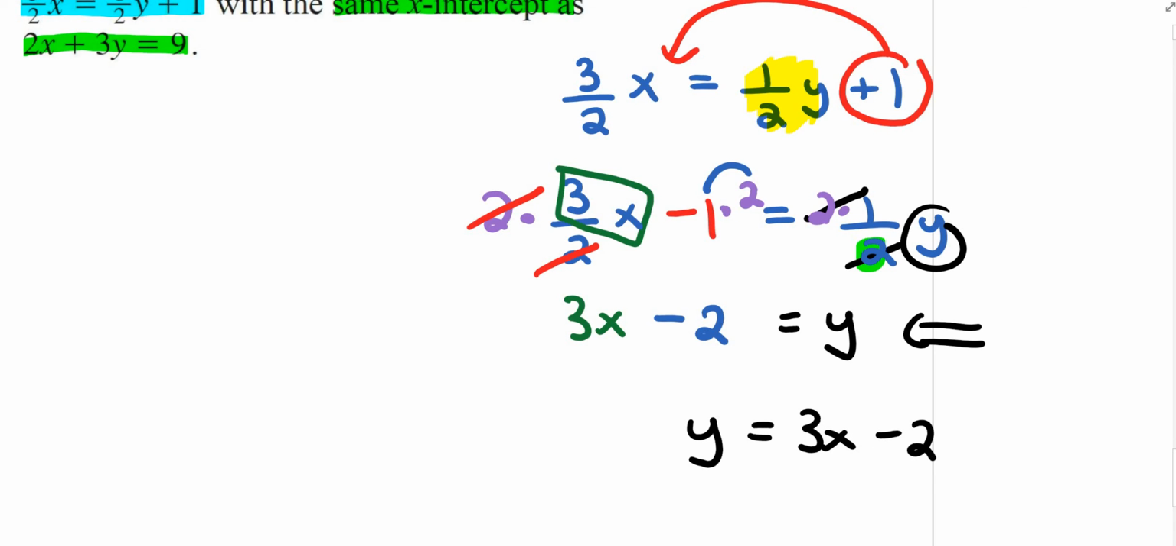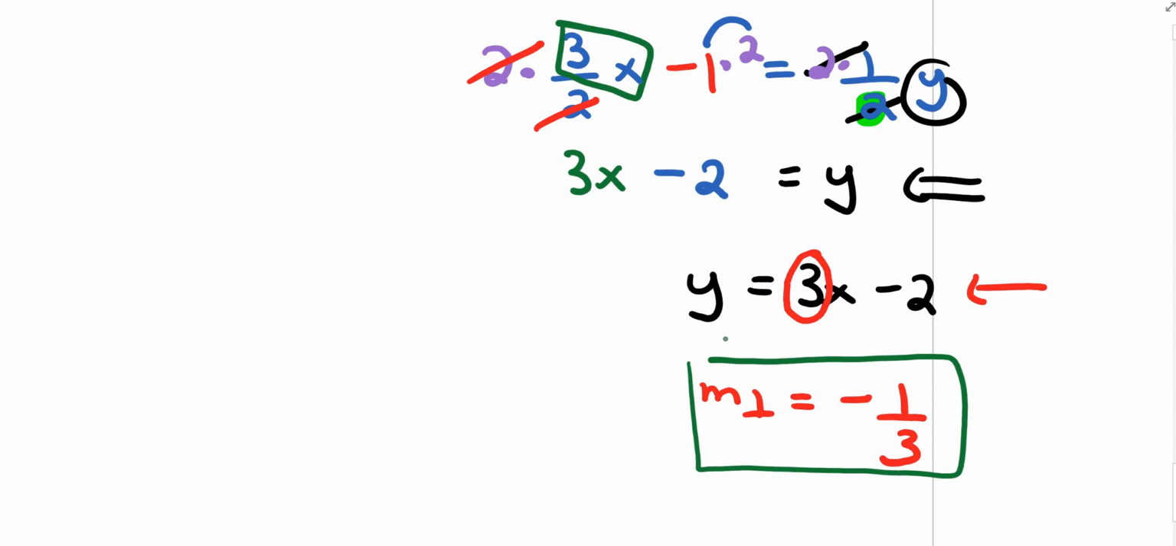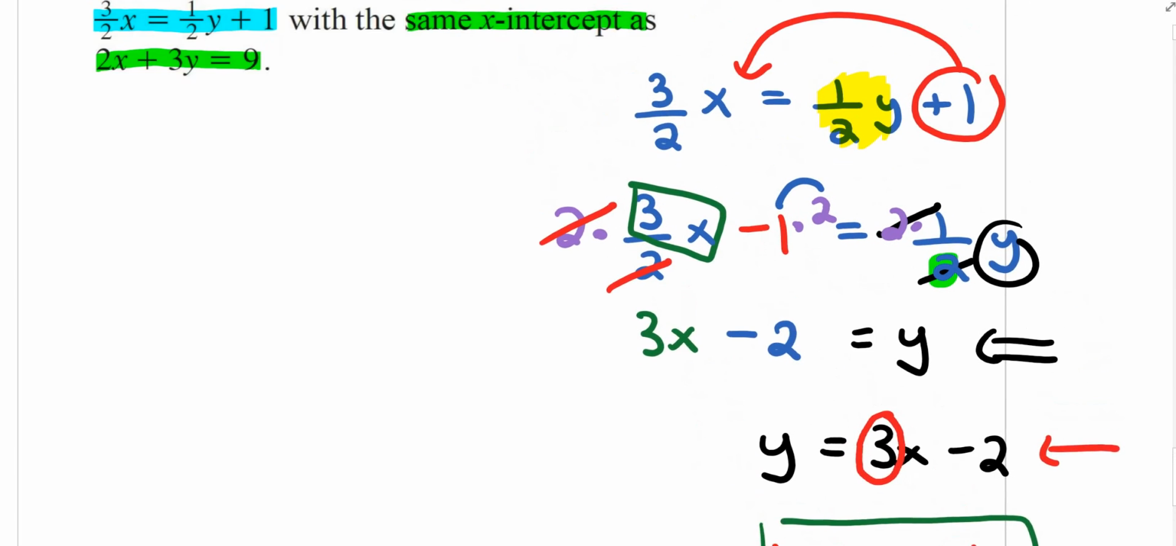Okay, so it's going to be perpendicular to this equation right here. So if I want to find the perpendicular slope, I need the negative reciprocal of 3, which is going to be negative 1 over 3. All right, so there it is. I definitely need this slope for later on in the problem. And now let's get back to the beginning here.